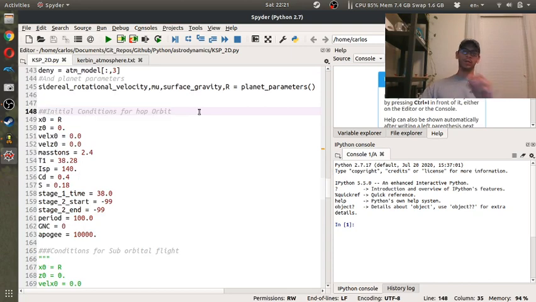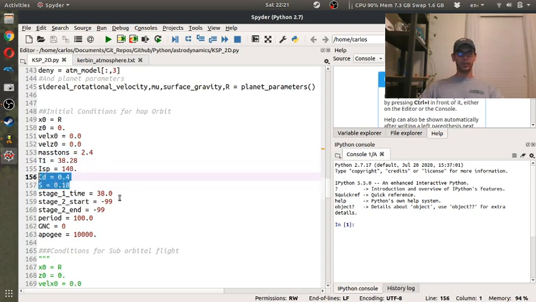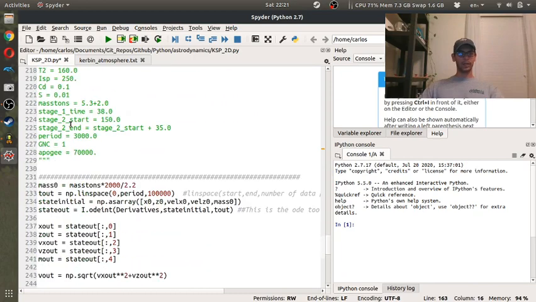So this is for the hop orbit. There's a tutorial that you do where you just hop. I assume that the initial x position is the radius of the planet. I don't have any velocity. The mass of my vehicle in the tutorial is 2.4 tons. I've got a thrust of 38 kilonewtons, an ISP of 140. I made these drag coefficients up to get the right altitude. I have a stage 1 burn time of 38 seconds. I don't have a second stage, so I put minus 99 in there. The period, GNC, and apogee I don't use. Everything else is commented out for now.